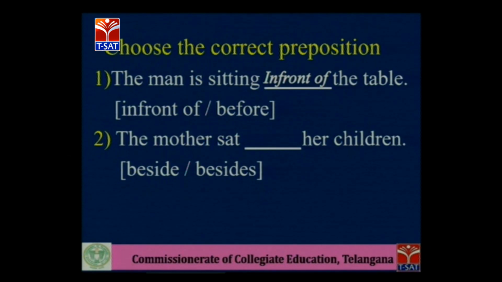And in the next one, the mother sat dash her children, and the two options are beside and besides. Both are confusing prepositions, right? Beside and besides. So what could be the correct answer? And the correct answer is beside, because we use beside when we are talking about side by side, and the mother sat beside her children. So this is all about prepositions of place.